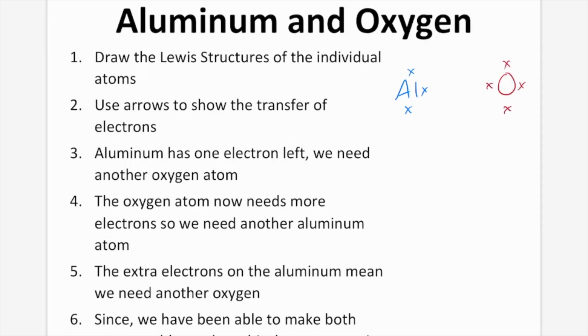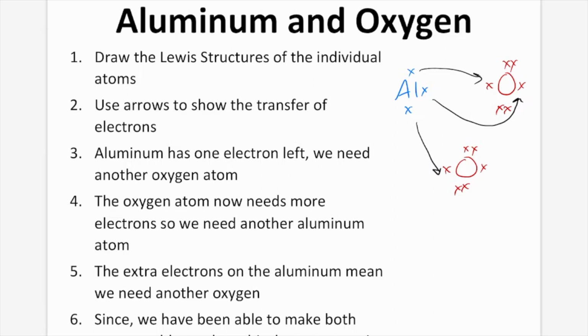North, south, east, west, north, south. Use the arrows to show the transfer of electrons. So one more time. Now aluminum has 1 electron left, so we need another oxygen atom. So let's draw that. North, south, east, west, north, south. We draw this guy going here. But now oxygen is missing 1.